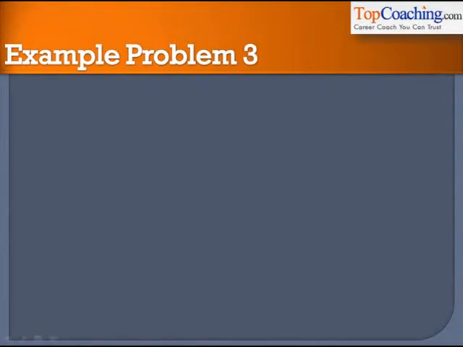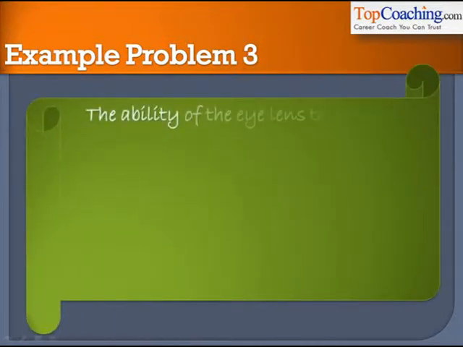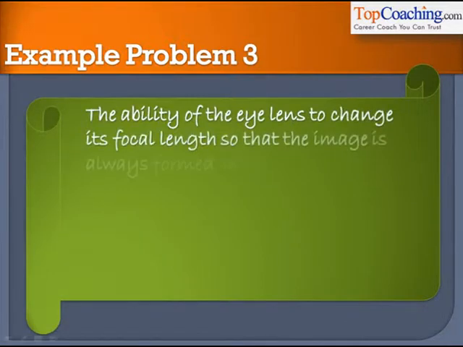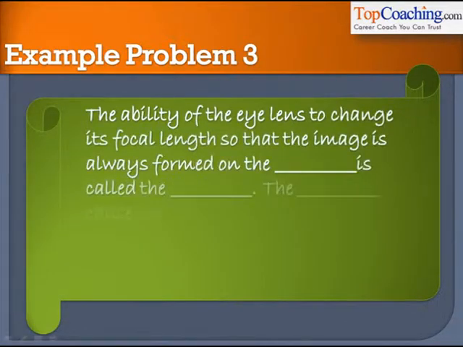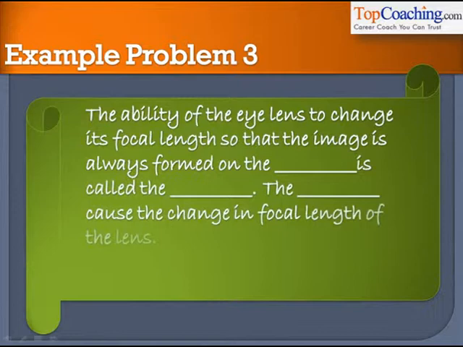Let's proceed and now solve even yet another problem. The ability of the eye lens to change the focal length so that the image is always formed on the dash is called the dash. The dash causes the change in focal length of the lens. Well, this statement seems complicated. There are 3 blanks and we have to fill in the blanks.